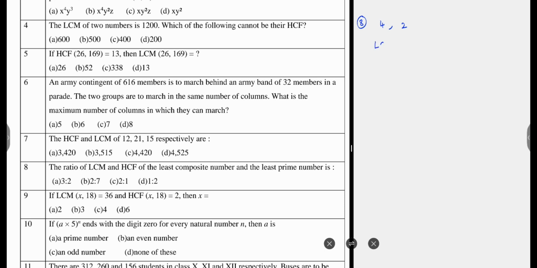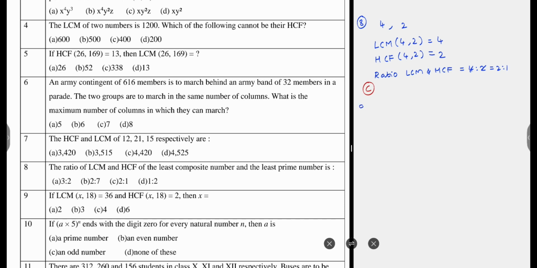Now LCM of 4 comma 2 is 4, and HCF of 4 comma 2 is 2. Now the ratio of LCM and HCF is 4 is to 2, that is 2 is to 1. So which option is correct? 2 is to 1. Option C is correct. Question number 8, option C.